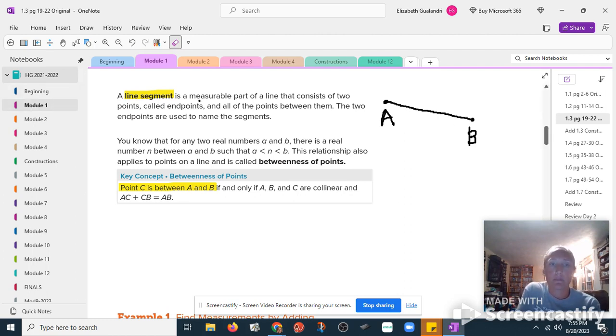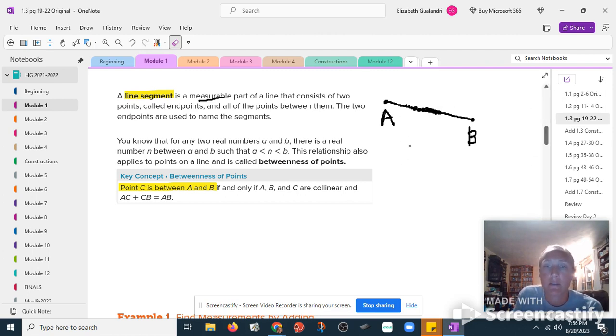It is a measurable part, so it has a distance to it. It's got those 2 points that are there, and all the points between them. So realize when you draw this line, that actually is a representation of every little point that's in here. Just remember that it's made up of a bunch of little points. And as soon as I draw all these, I'd have to overlap more and more. And that's how you form a line.